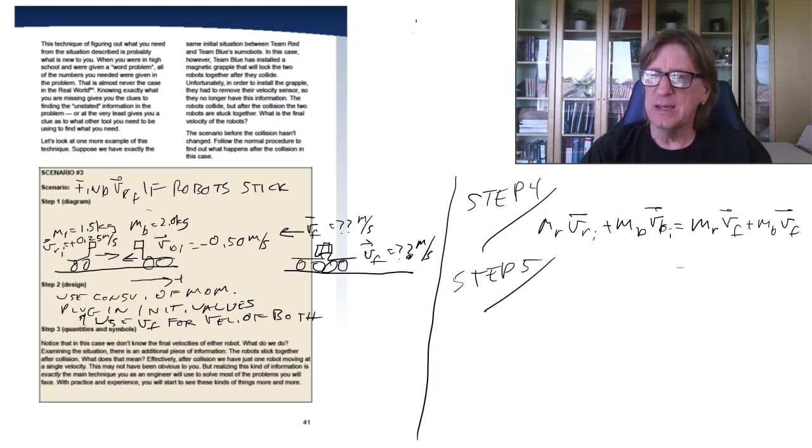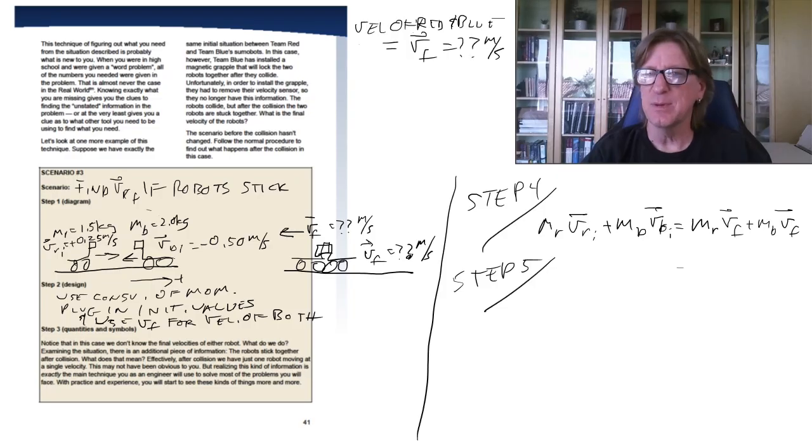So I need to get VF by itself. Because VF is now in my step 3 symbol list, I'll just add that one thing. So velocity of red and blue equals VF, and I don't know what that is. So everything else is going to be the same. I'm going to rewrite step 3 for you, but you should as good practice.